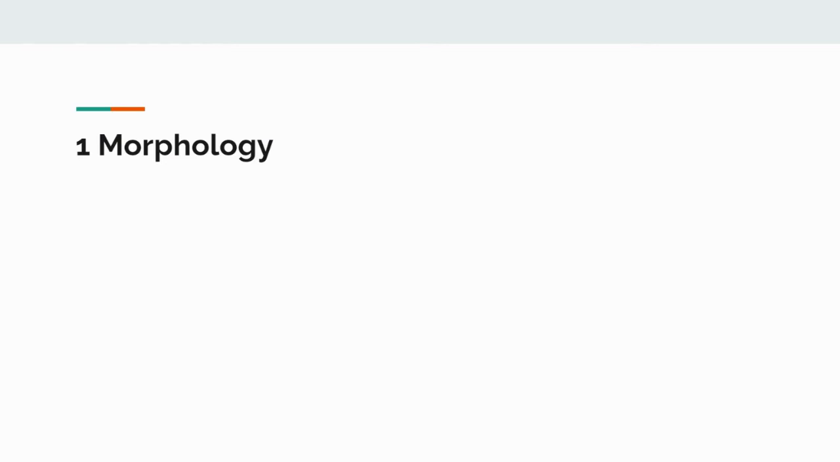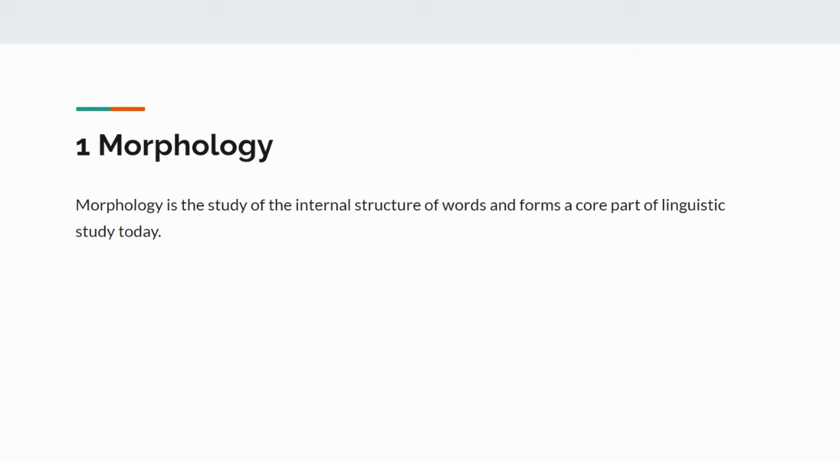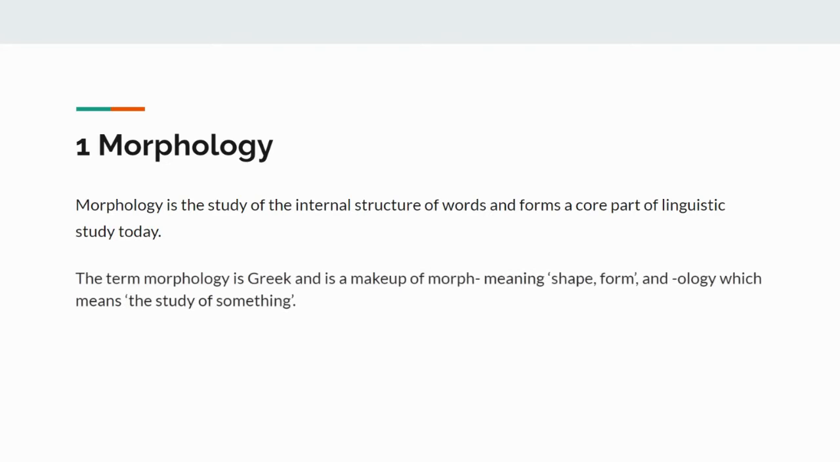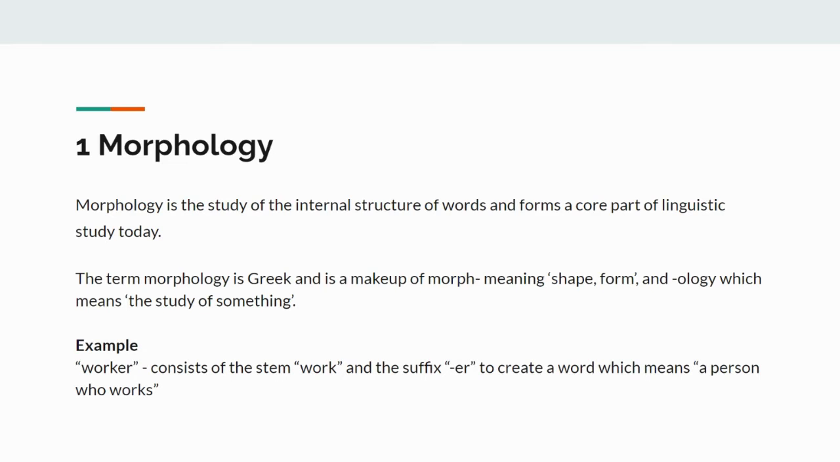Starting off with morphology. Morphology is the study of the internal structure of words and forms a core part of linguistic study today. The term morphology is Greek and is made up of morph, meaning shape or form, and ology, which means the study of something. For example, the word worker consists of the stem word work and the suffix er to create a word which means a person who works.